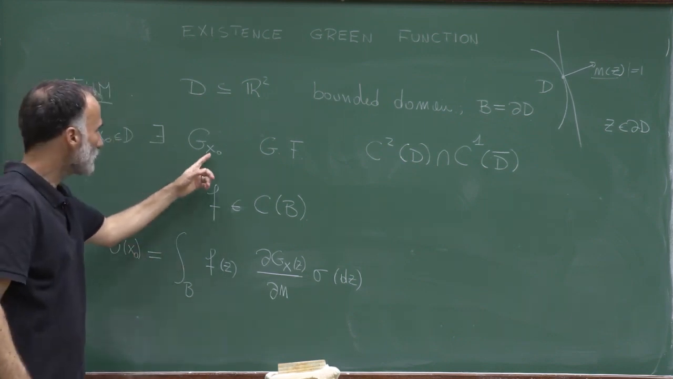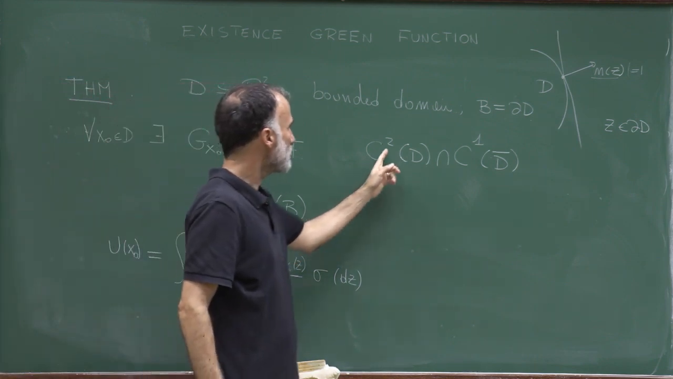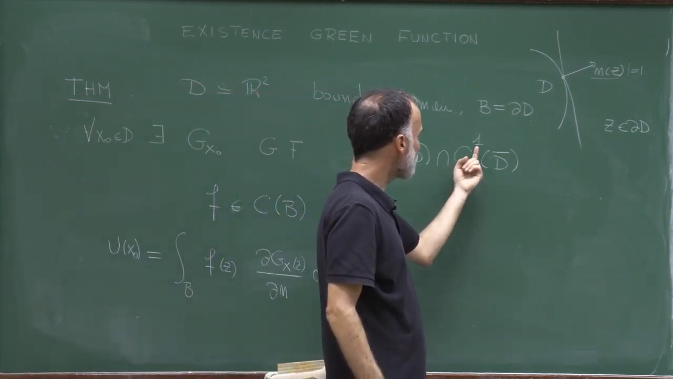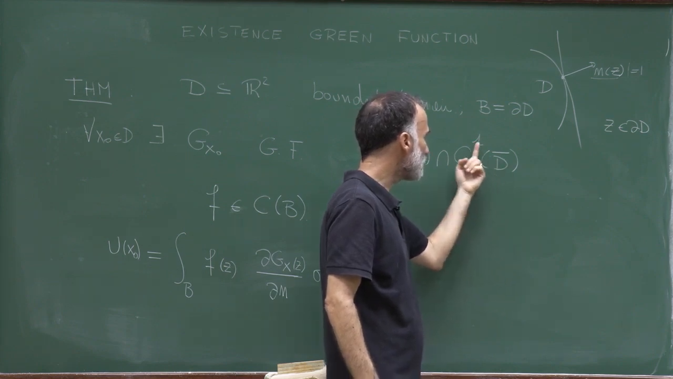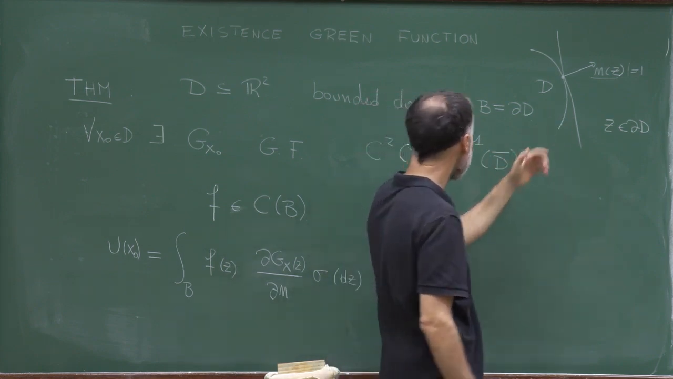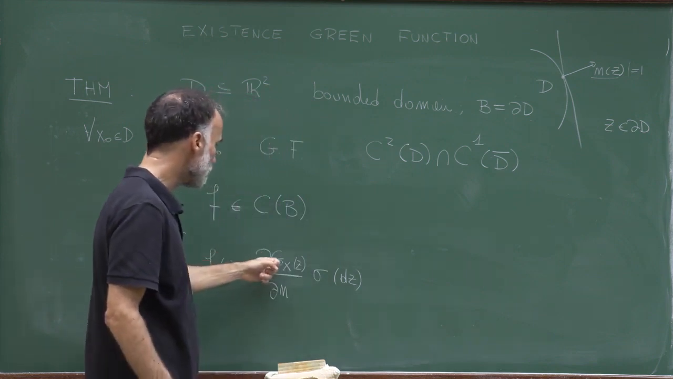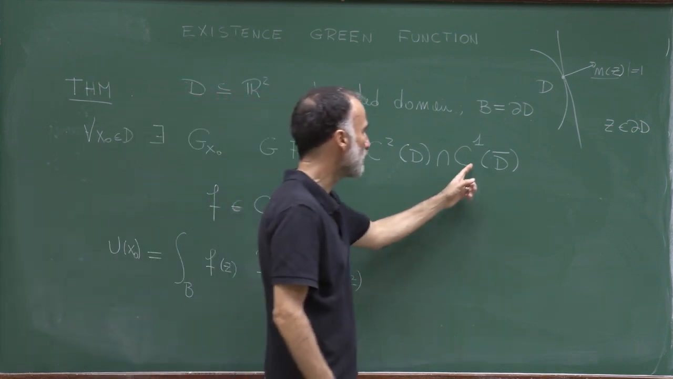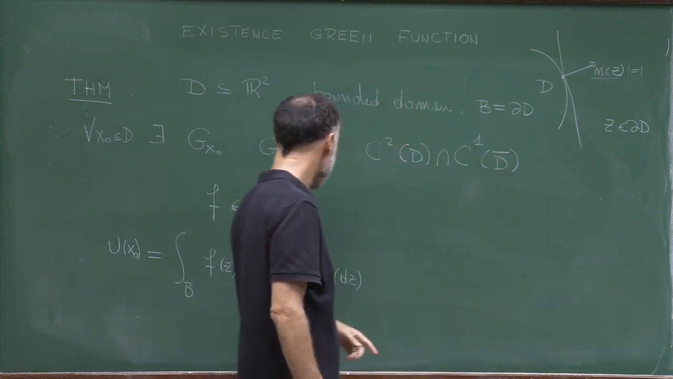And I'm assuming that this Green function is C2 as before on D, but now instead of assuming that it's continuous up to the boundary, let me assume that it's C1 up to the boundary so that I can define the derivative of G with respect to n at the boundary. And for this, I need some regularity. I need it to be C1.